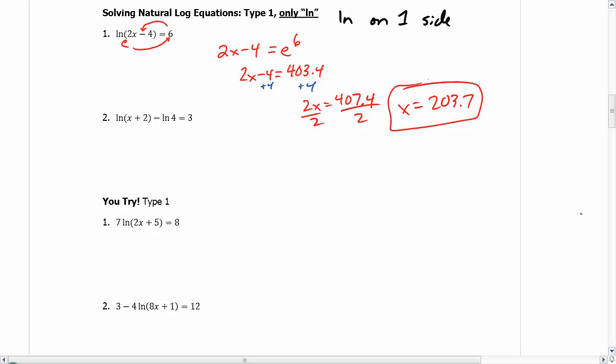It's the same thing for number 2, except the only difference is we don't have this ln by itself yet. So what we can do is combine both the logs that are on this side. This minus turns it into a division, so it's ln of x plus 2 over 4 equals 3. Now loop it out. e to the 3rd power equals x plus 2 over 4.